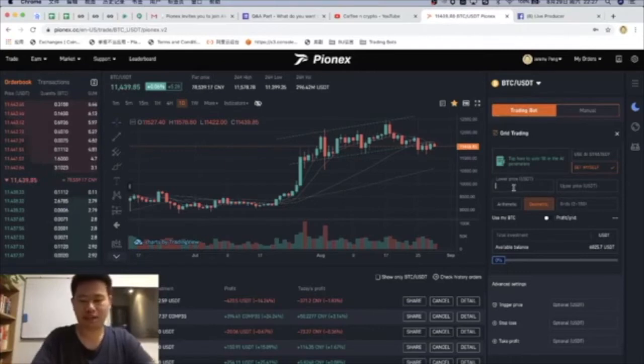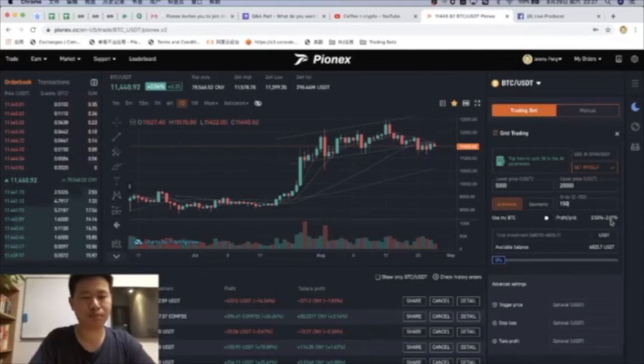So for example, I can set this 5,000 to 20,000, and if I have chosen arithmetic and grids of 150, you can see the profit per grid is 0.5% to 2.01%. That means at the lower range, for example 5,000 to 6,000, the profit per grid is about 2%, and at the higher range, for example 19,000 to 20,000, the profit per grid will be like 0.5%, so that's different. If I have chosen the geometric way, the profit for each grid is the same, all 0.93. So I just prefer geometric.